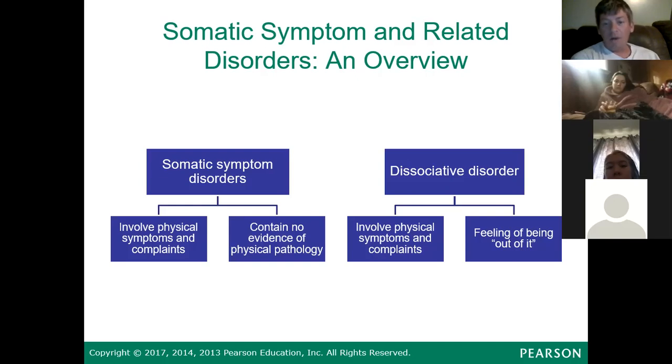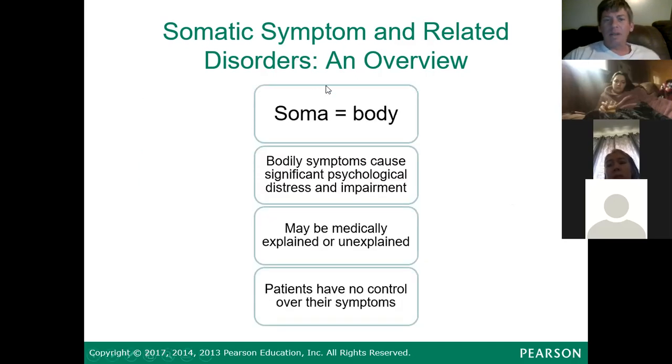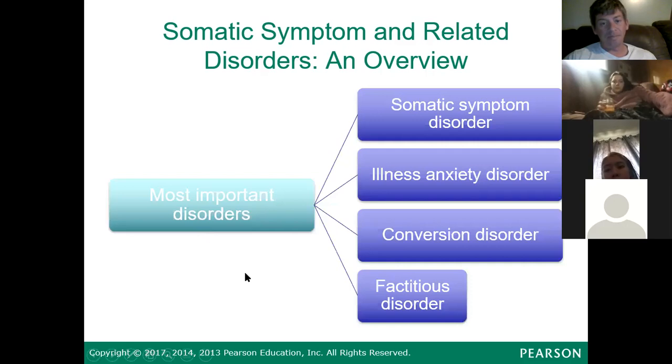All right, and then at the end of the chapter we're going to talk about dissociative disorders, which involve physical symptoms and complaints, but it's kind of a feeling of being out of it, right? So let's start with somatic or somatoform disorders. Soma means body. The bodily symptoms cause significant psychological distress and impairment, and these may be medically explained or unexplained. Sometimes they can't trace them, okay? And the patients are shown to have no control over their symptoms.